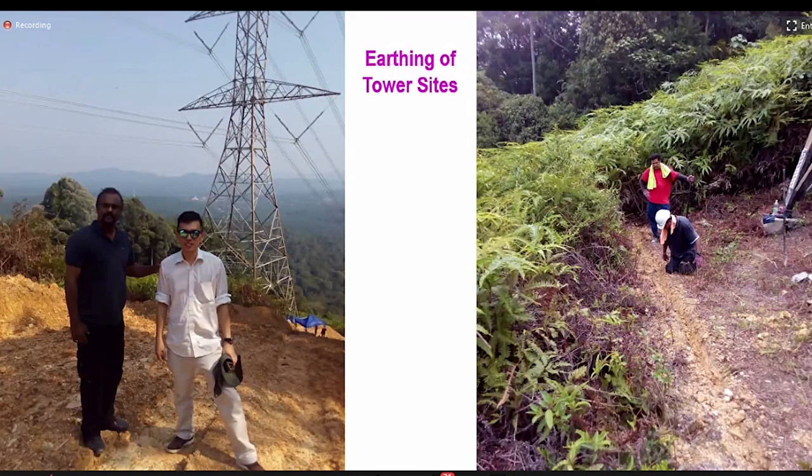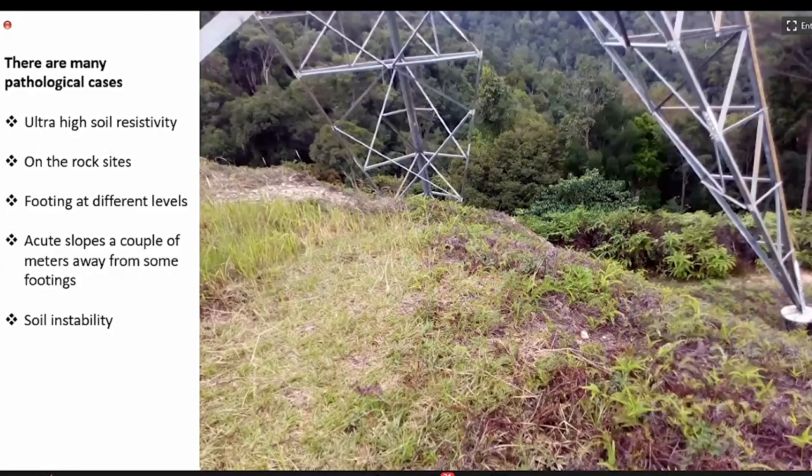However, in most cases, in pathological cases, the towers, especially the towers on the mountain terrains, have ultra high soil resistivity. Some are on the rock, no soil at all. Then footing at different levels. This is the biggest problem that I come across when giving solutions for earthing issues. Then acute slopes a couple of meters away from some footing. So, for example, in this particular tower in Malaysia, just after the tower to the left, there is a 50-60 meter slope so that you don't know where to get the earthing conductors.